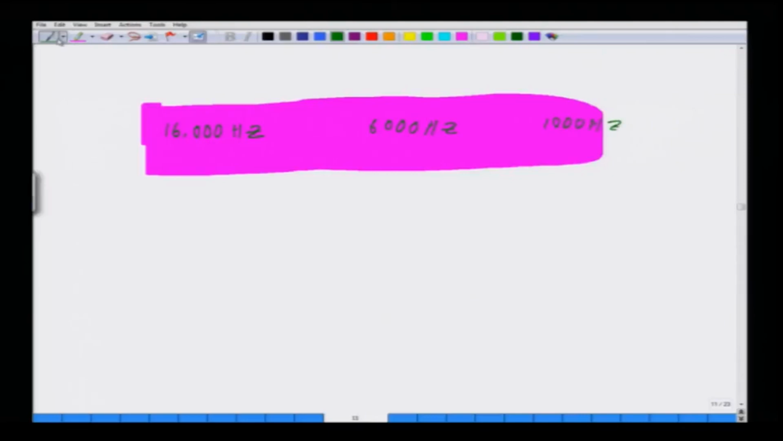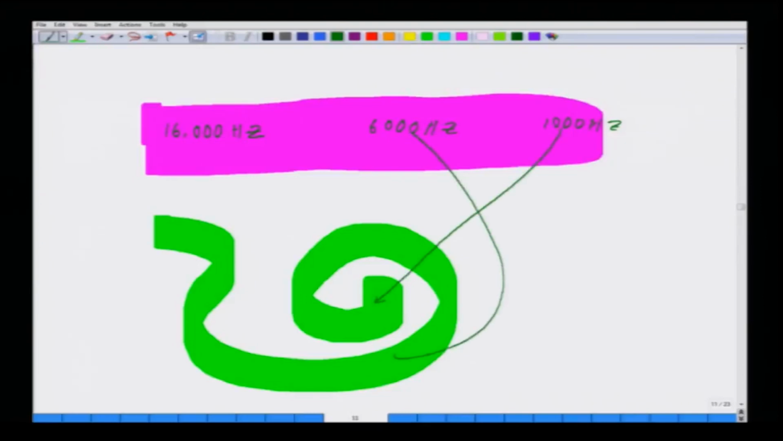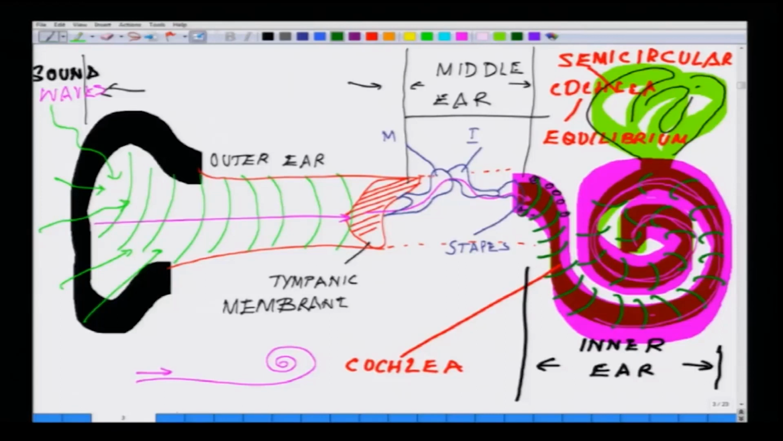So, essentially what is happening here is something like this. If you look at this structure, out here you have the 1,000 hertz, out here you have 6,000 hertz, and out here in the beginning you have the 16,000 hertz. So, as I was telling you, it has different kinds of hair cells. Now, if you go back into the hair cells structure, where I was trying to draw the hair cells.